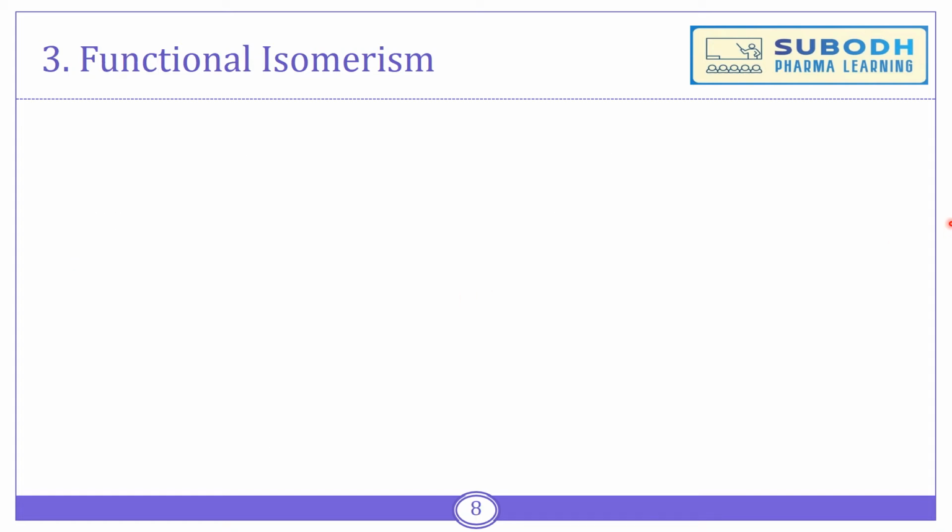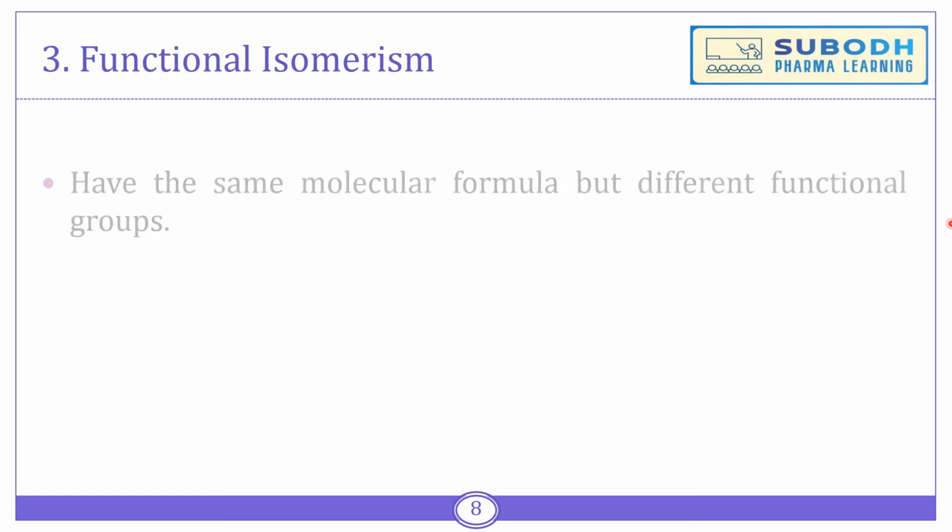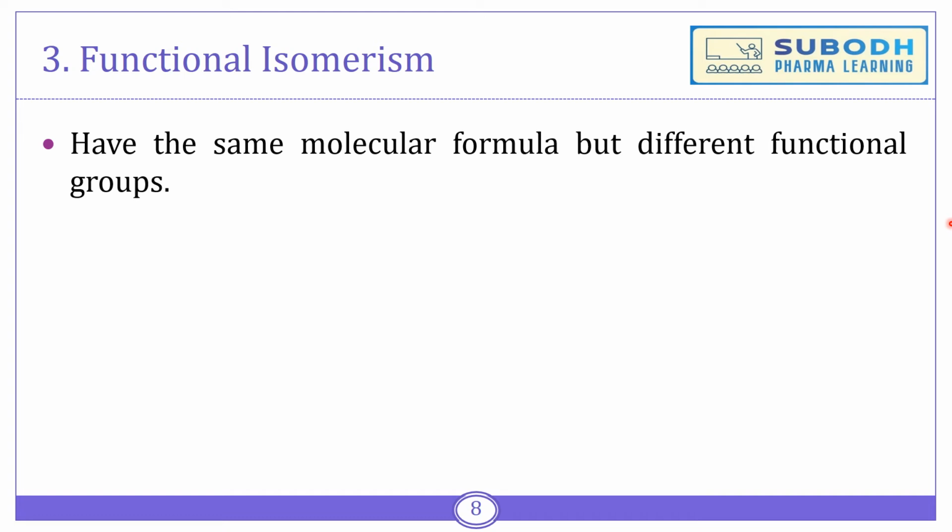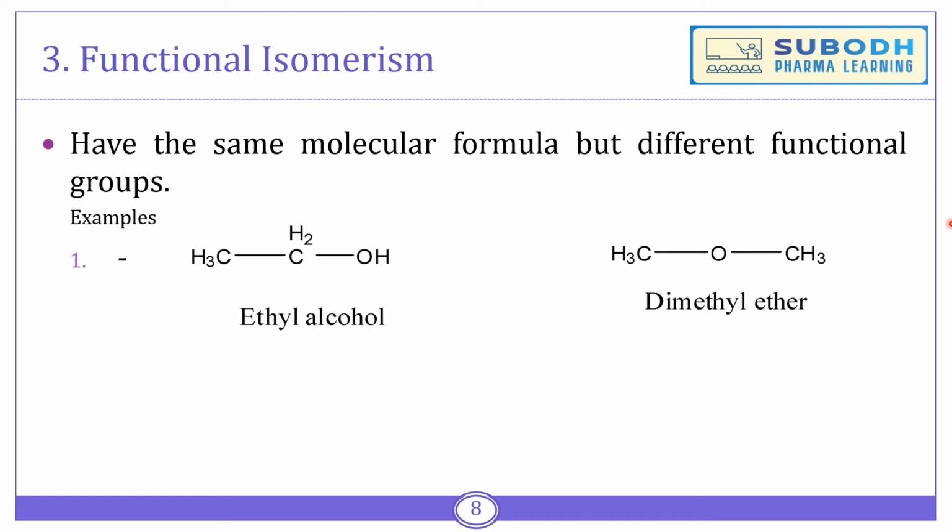The third type is functional isomerism. In this type, the compounds have the same molecular formula but different functional groups. For example, ethyl alcohol and diethyl ether. In the first structure, -OH, that is alcohol, is the functional group, and in the second structure, C-O-C, that is ether, is the functional group.